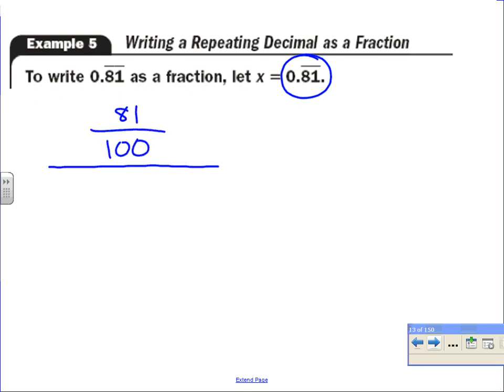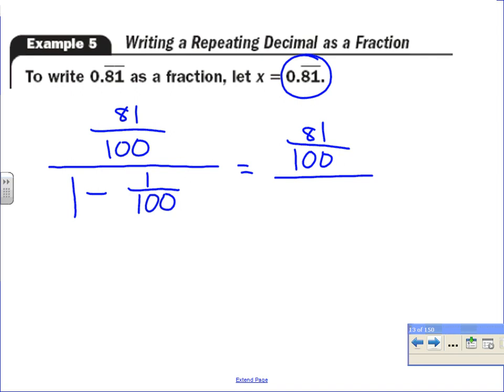This little formula that I'm giving you always works. On the bottom, the denominator, 1 minus 1 over whatever place this is in. Okay, rewrite your numerator, 81 over 100. What is 1 minus 1 over 100? Sean? Good, 99 over 100.